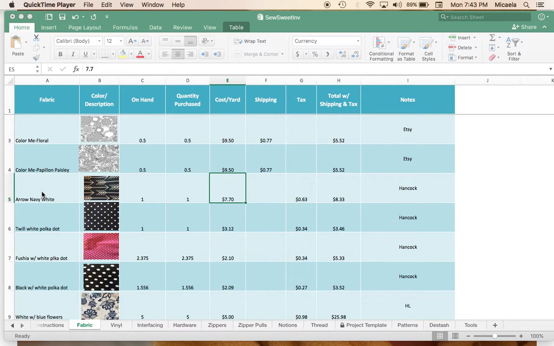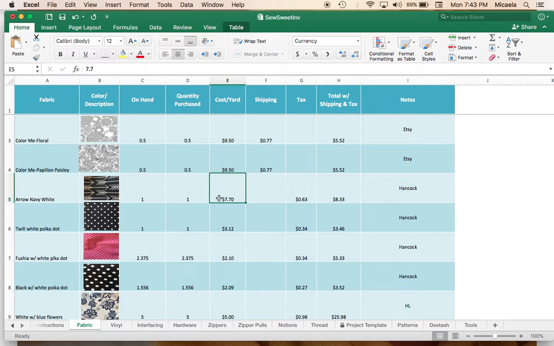Hi Barbara, I'm going to show you how I calculated my cost per yard as well as how that translates over to the project template for cost. And if you're using square inches to be more precise, I can show you how to enter that into your spreadsheet. So let's take this Arrow Navy White fabric, for example, that I have here.